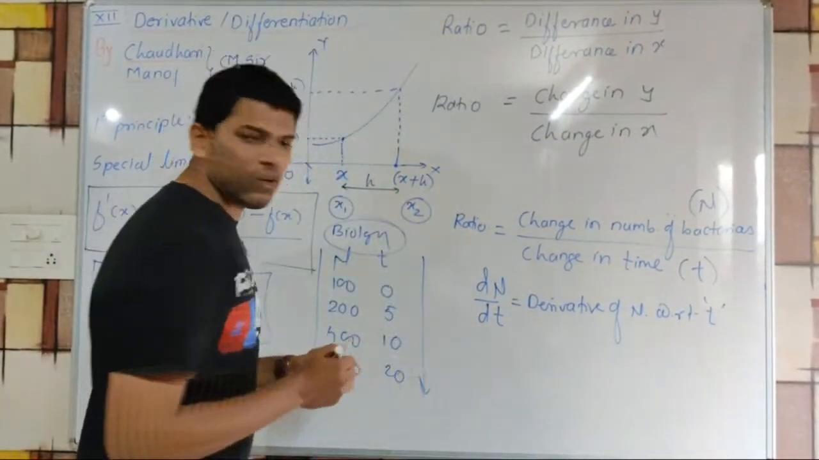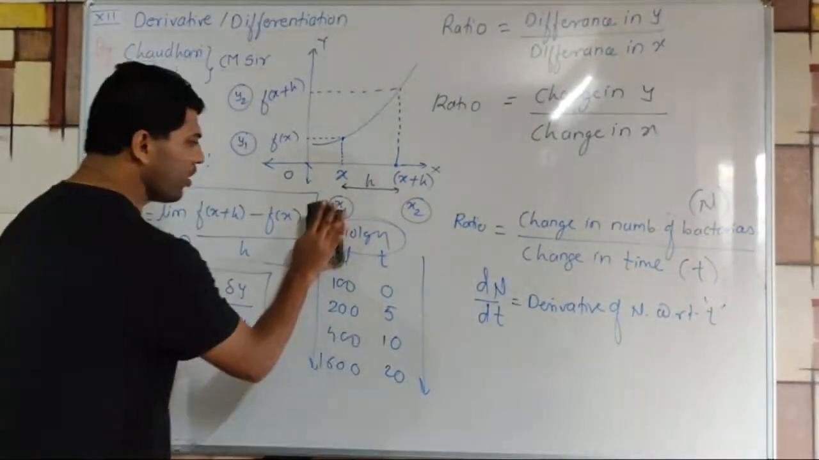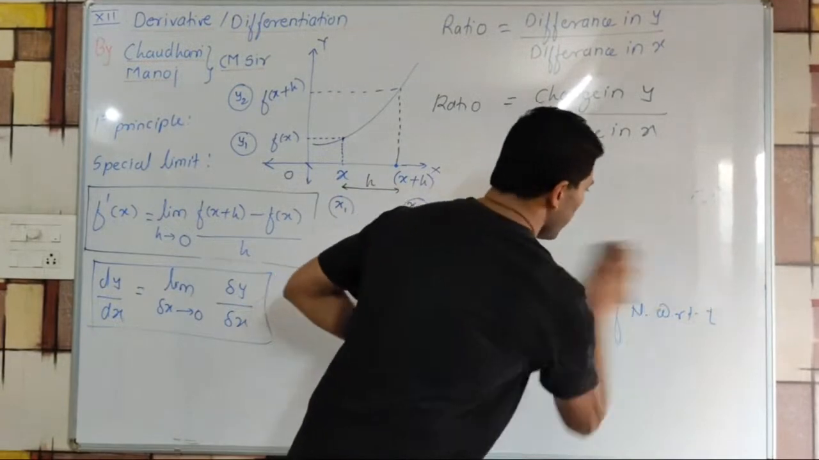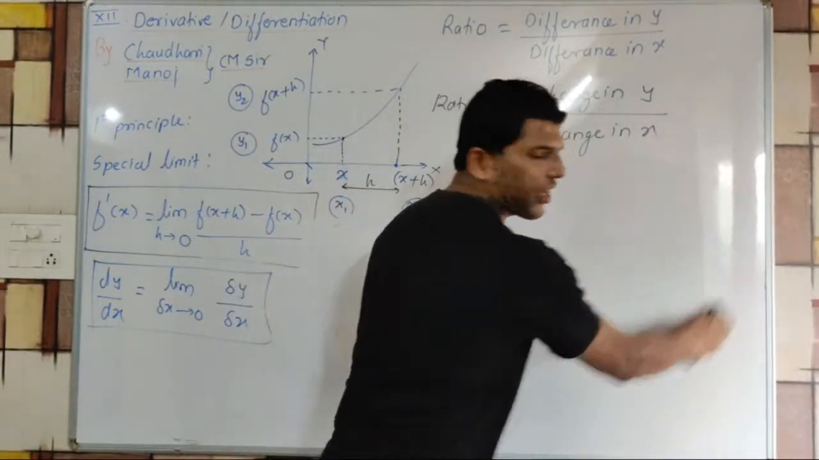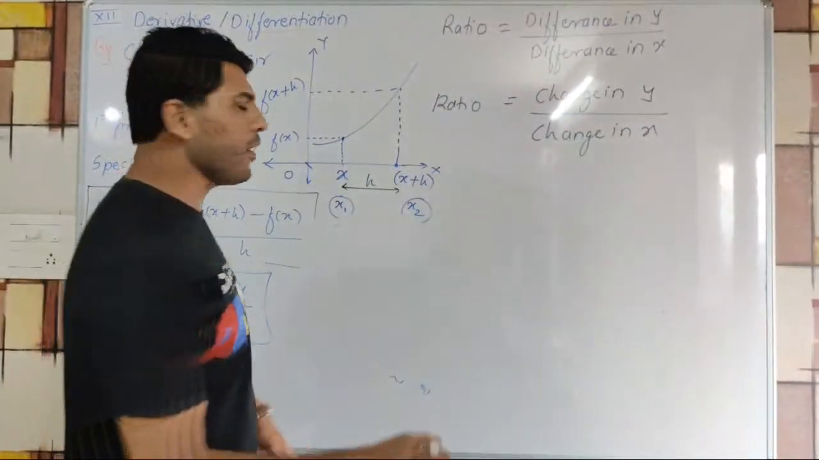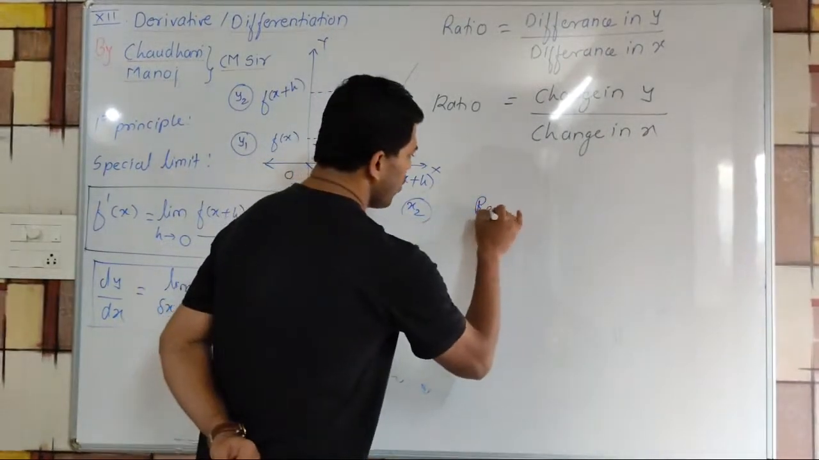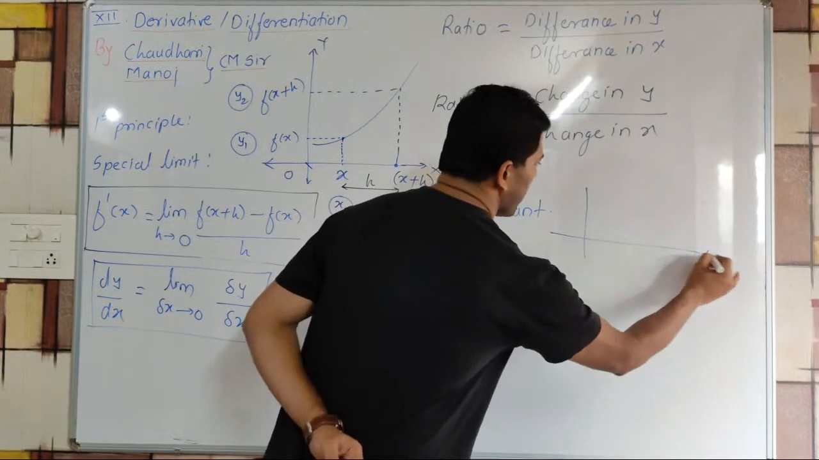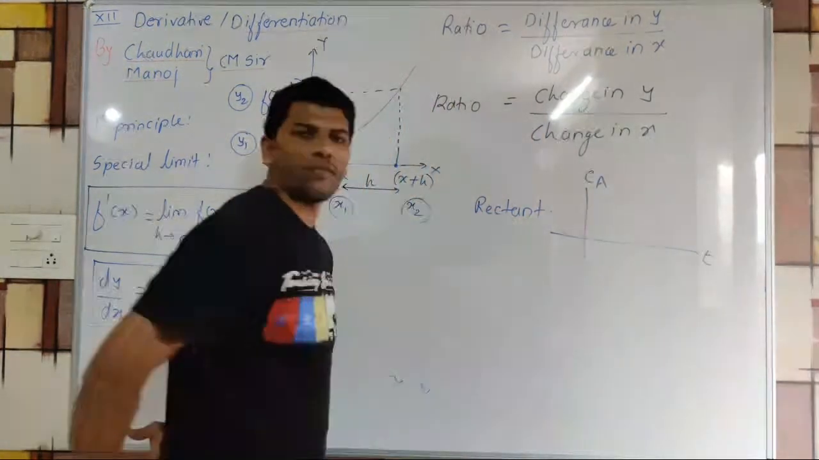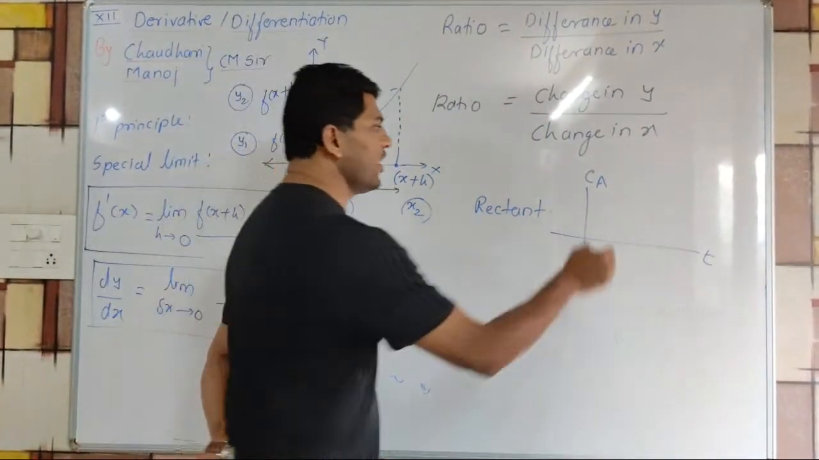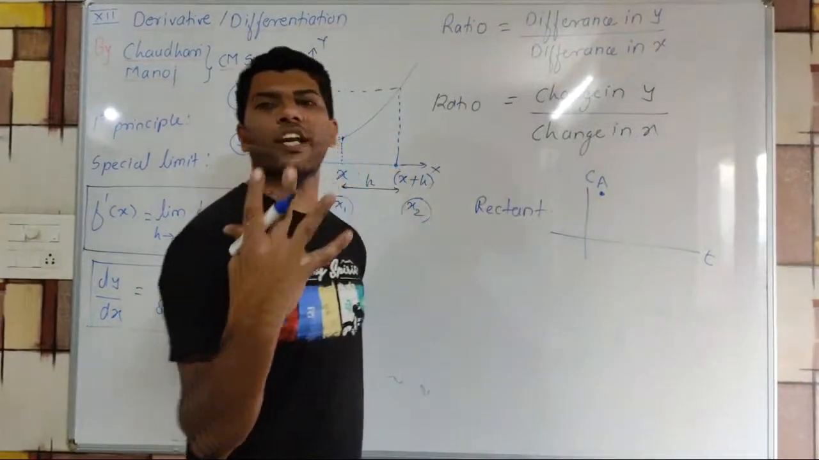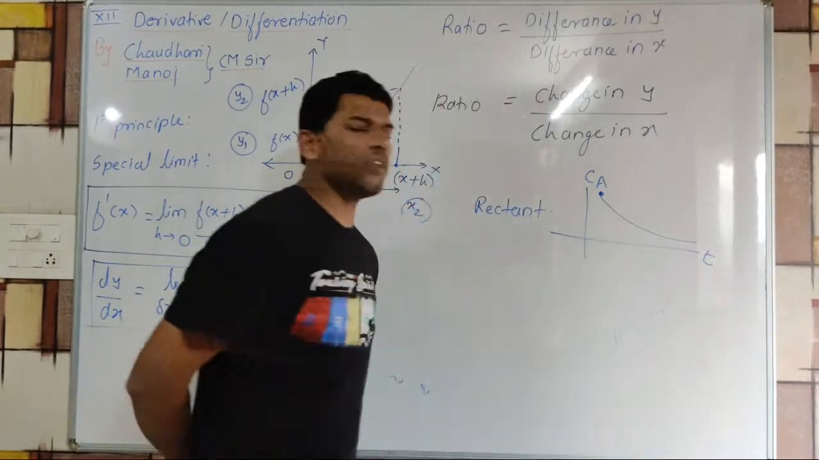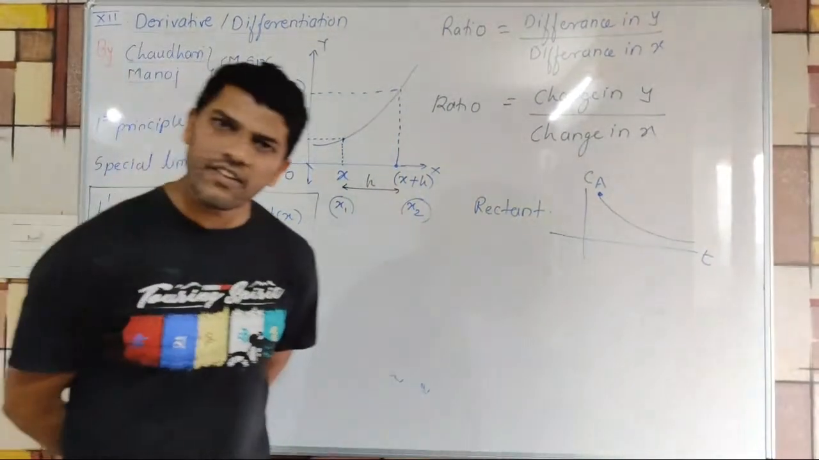So derivative also plays an important role in chemistry. Whenever we carry out a reaction, obviously reactants play a role. So what happens with the reactant? Consider time versus concentration of the reactant. Initially there is a very high concentration of the reactant. As the time changes, the concentration of the reactant goes on decreasing.